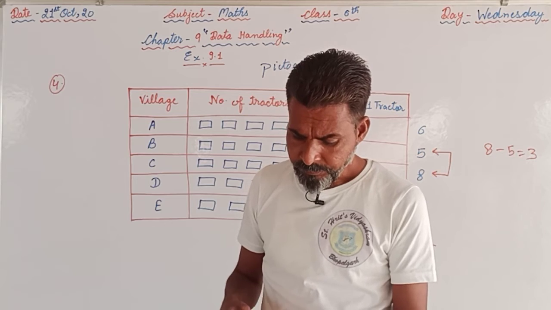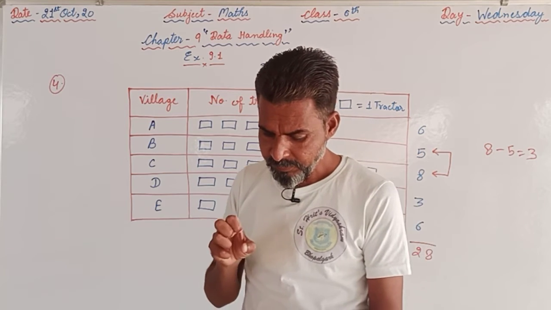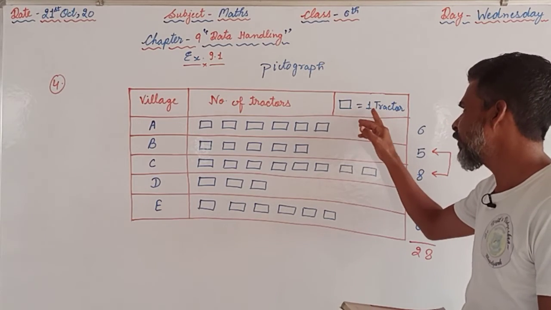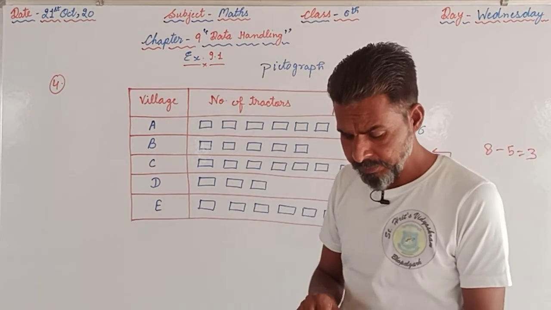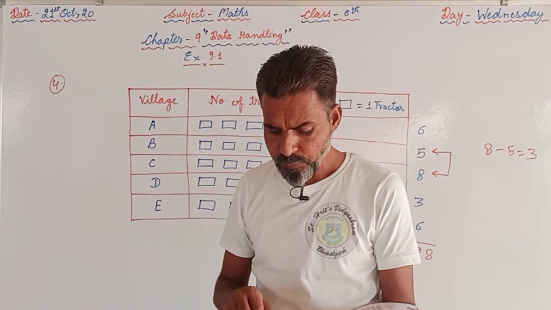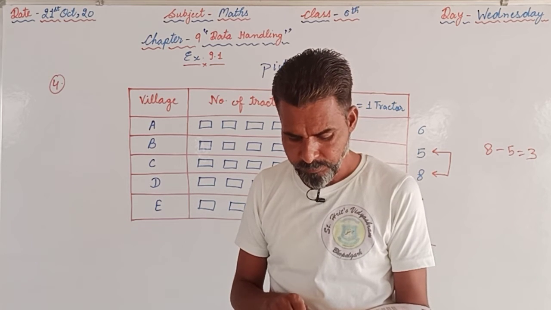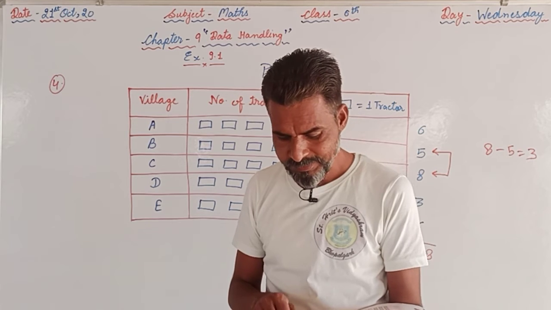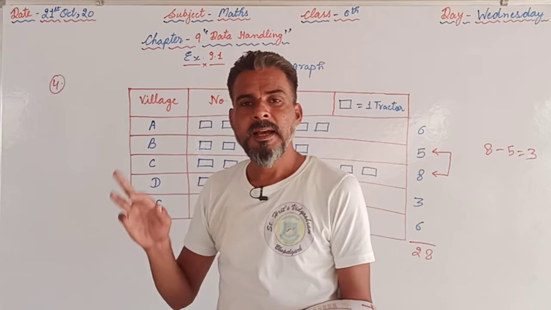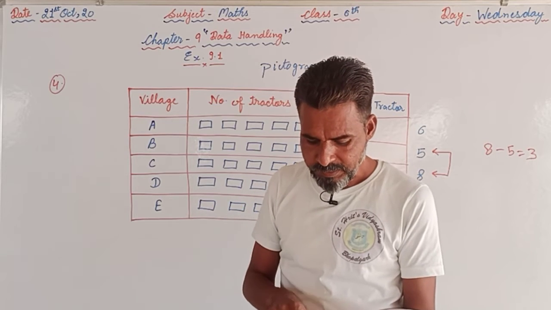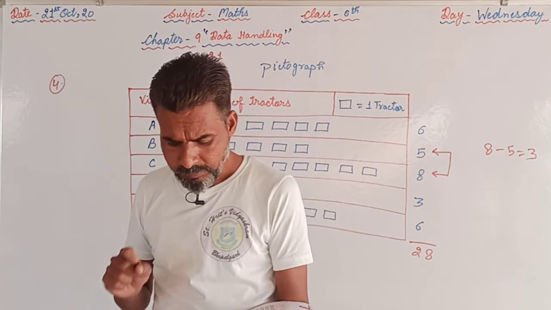So one face is equal to 4 girls. Here the scale is given, one face is equal to 4 girls. So in class first, how many faces are there? 1 2 3 4 5 6. So 6 faces are there and one face is equal to 4. So 6 fours are 24. In the first class there are 24 girl students.